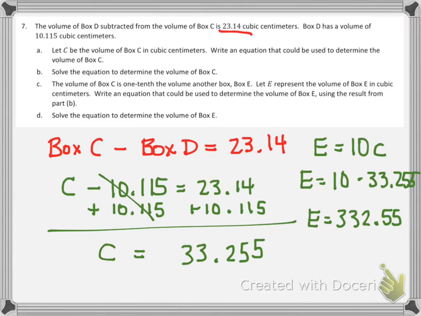And 10 times 33.255 means that box E is equal to 332.55 cubic centimeters. So, centimeters cubed. All right, and there it is.